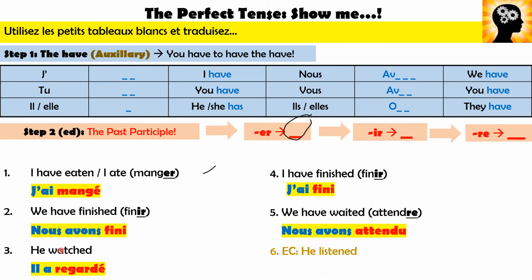Again, it's another trick question. You don't say he listened in French. You always say he has listened. We have to have the have. He has is il a. Our verb is écouté, ending in an ER. The ER changes to an E with an accent in the past, so it is il a écouté. Et voilà. Right, guys. Bon effort ici.